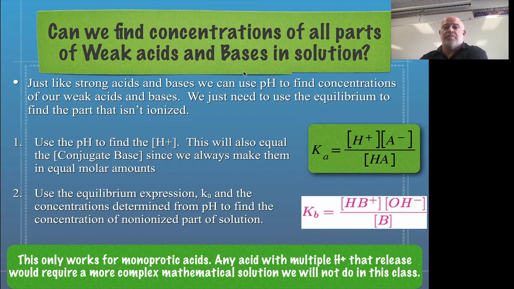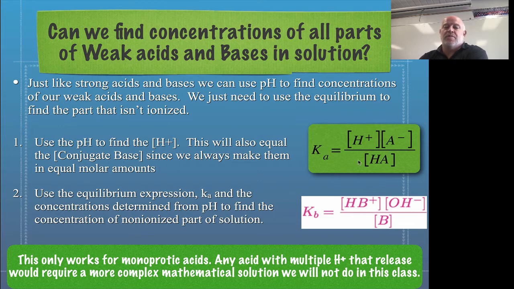First is working with pH and hydrogen ion concentration, so using the pH formula. And the second is using our equilibrium expressions that include hydrogen ion concentration or hydroxide ion concentration in them. So you can imagine that we can use pH to find this number or this number. We can look up Kas and Kbs in tables. So then we're really stuck with, well, how do we find the conjugate base from this and then the original weak acid? Or how do we find the conjugate acid and then the original weak base, okay?